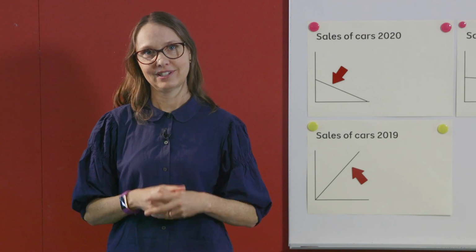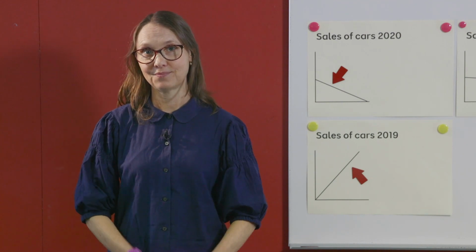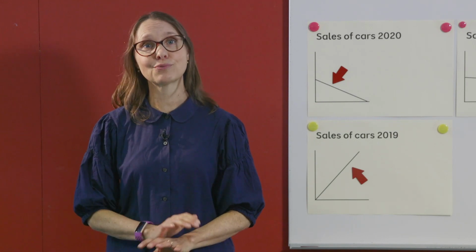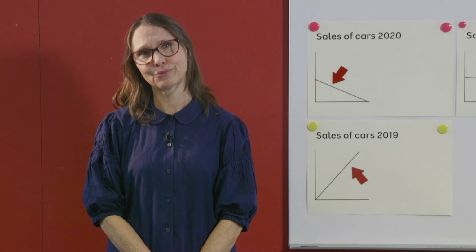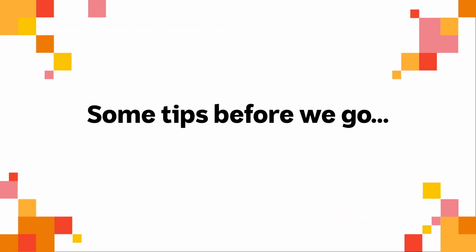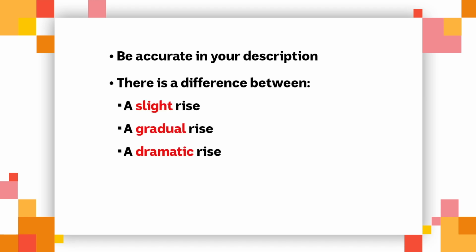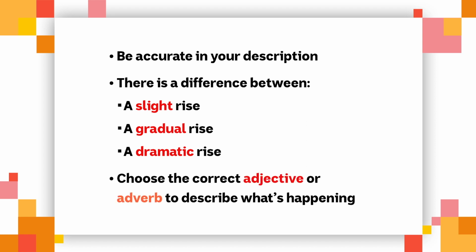You now have learnt the different ways to describe data. Great job. This will help you to avoid repetition and your writing will stay interesting and not bore your reader or you. Just remember to look closely at the graph and be accurate in your description of it. Also, remember that there's a difference between a slight rise, a gradual rise, and a dramatic rise. So make sure you choose the correct adjective or adverb to describe what is happening to the data.